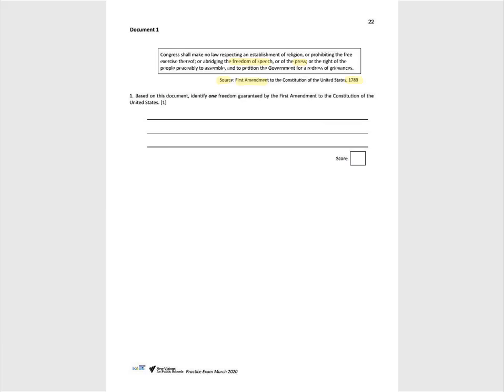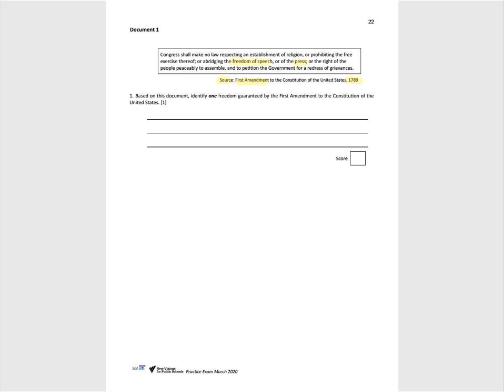So now, based on this document, identify one freedom guaranteed by the First Amendment to the Constitution of the United States. Boom. Freedom of speech. Or freedom of the press. Notice that between all of these commas and semicolons is a list of different rights. You're also going to notice that I just violated my own process, and it shows how easy it is to do when you get into the flow of things. I did source things, yes, but I did not then read the question before I read the document. Luckily, this one is very short. It didn't impact me all that badly.